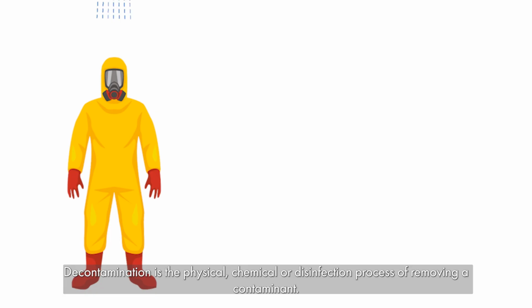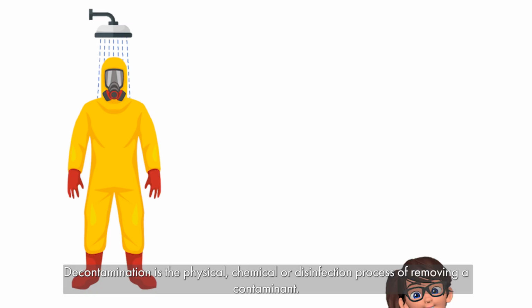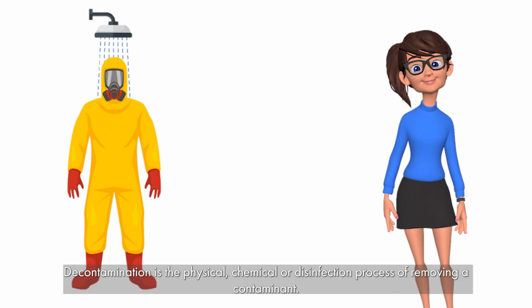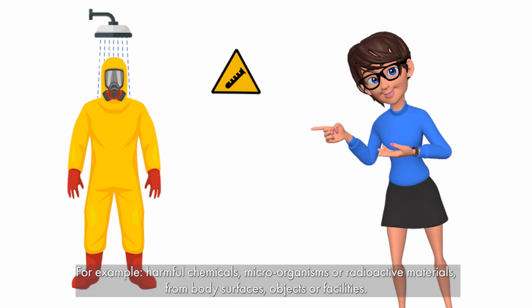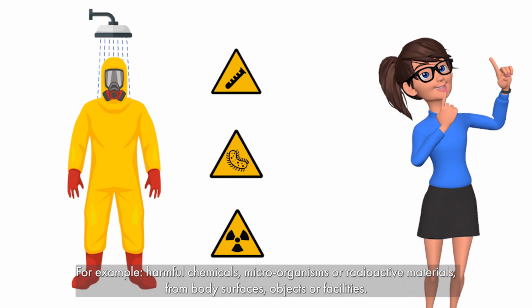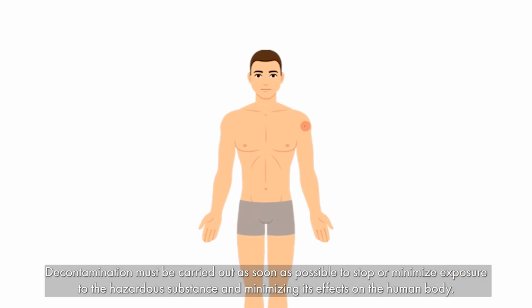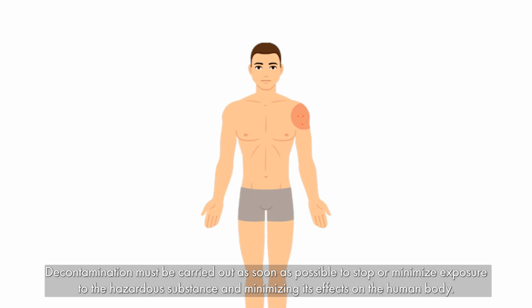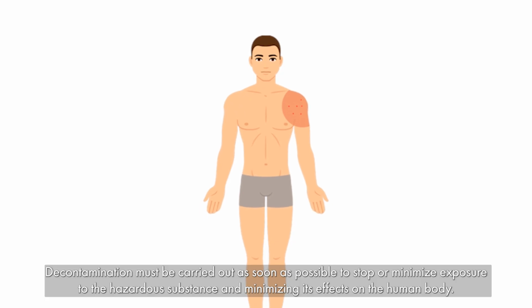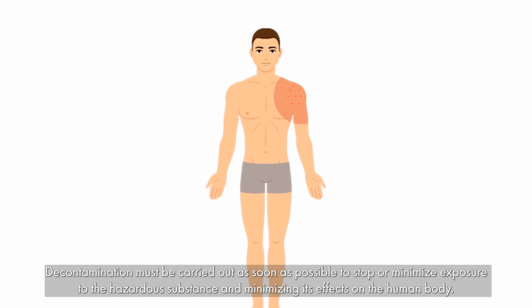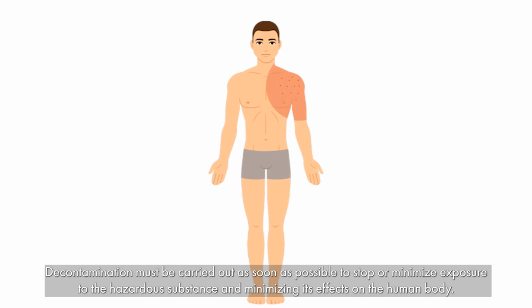Decontamination is the physical, chemical, or disinfection process of removing a contaminant, for example, harmful chemicals, microorganisms, or radioactive materials from body surfaces, objects, or facilities. Decontamination must be carried out as soon as possible to stop or minimize exposure to the hazardous substance and minimize its effects on the human body.